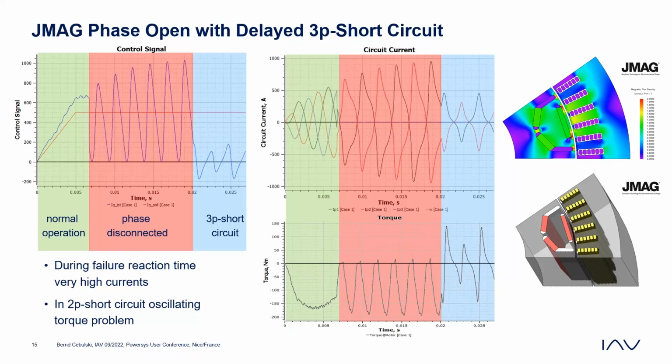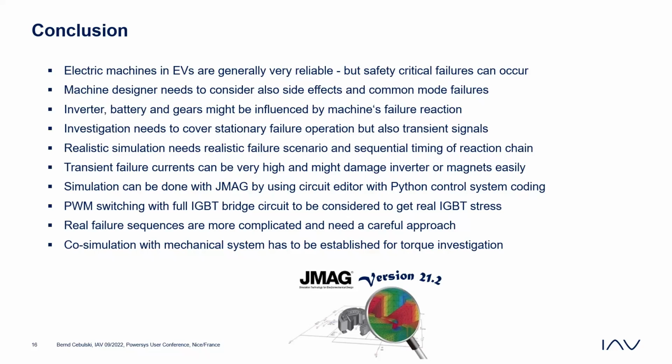Now I come to the conclusion. Generally, electric machines in EVs are very reliable. This is maybe a picture that only affects a certain amount of electric motors, but it's especially targeted to high performance cars with more than 700 amps phase current, 800 volts DC voltage, and so on. The machine designer needs to consider the side effects and not only focus on efficiency and cost.